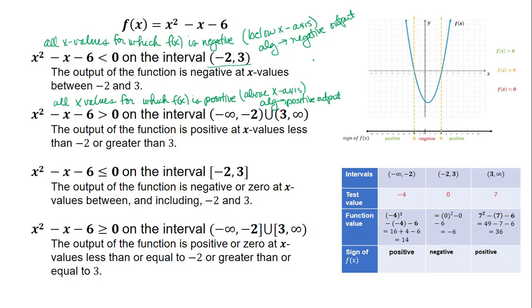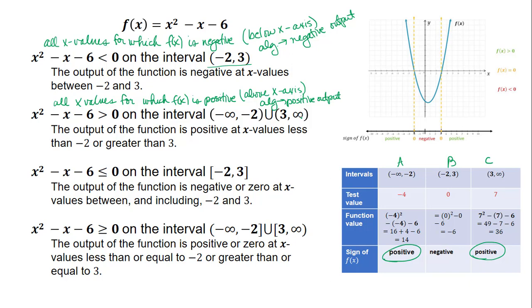Well, the graph was above the x-axis to the left of -2 and to the right of 3. And so we also confirmed that in our table. We found that in intervals A and C, we had a positive output value. And so the solution set would be from -infinity to -2, union 3 to infinity, with parentheses on all of those endpoints.